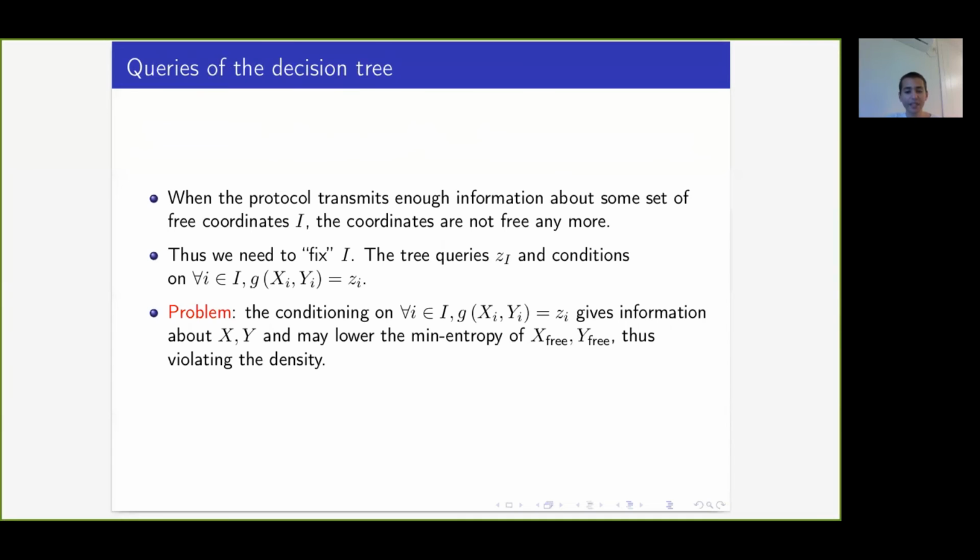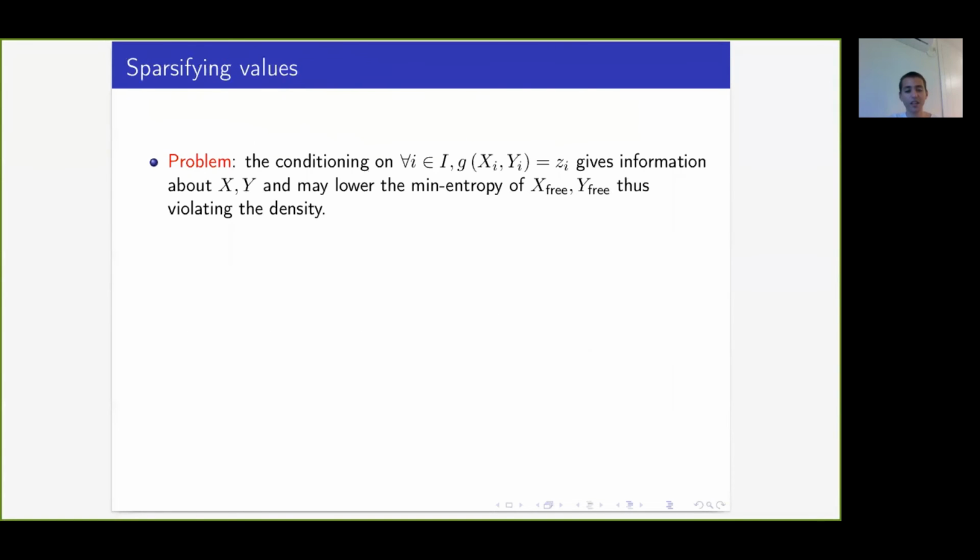But this may lead to the following problem. The condition that g of xi and yi is equal to zi gives information about x and y and may lower the mean entropy of the free part of x and y, thus violating the density of x and y. This problem has been solved by Chattopadhyay et al. in their setting. Thus, we first introduce their solution.